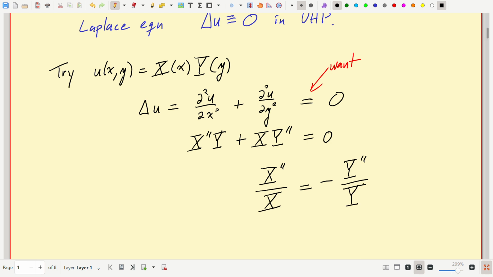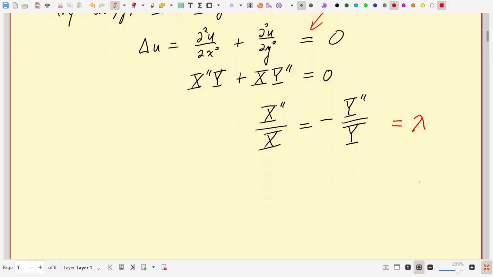And of course, I've seen this enough times to know that the only way you can make a function of x equal to a function of y is if they're both constant. And so we'd need them both to be a constant lambda. And so we've got two problems that are kind of familiar. Same old Fourier series problems. The x problem is X double prime minus lambda X equals 0. And the y problem is Y double prime, so they're different this time, plus lambda times Y equals 0.